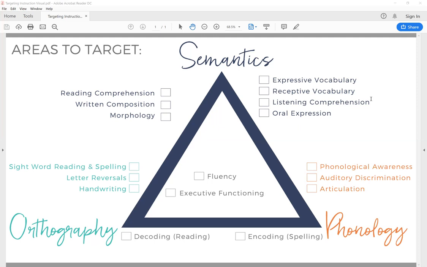When we speak of oral expression, we're thinking more of a student's ability to put together a syntactically and grammatically correct oral sentence. Some of our students may be struggling with that, and that would be an area that we would want to go ahead and give a check. Then moving to the other side of semantics, we can also be struggling with reading comprehension, written composition, or morphology. So the understanding of those prefixes, suffixes, those Greek and Latin root patterns, and then how those are being appropriately tied into reading, writing, or spoken language.